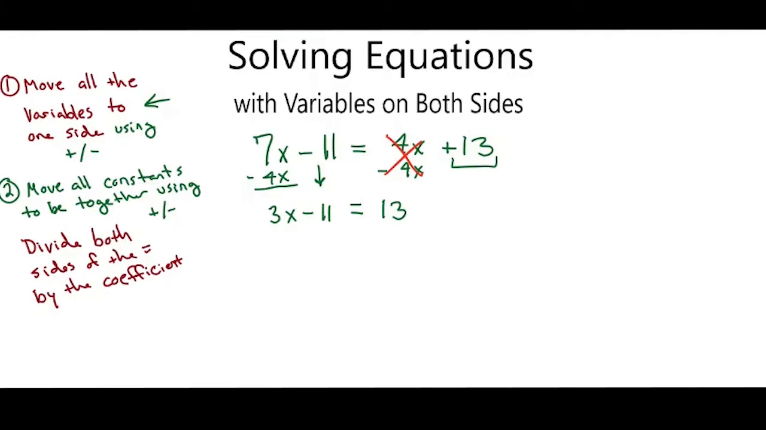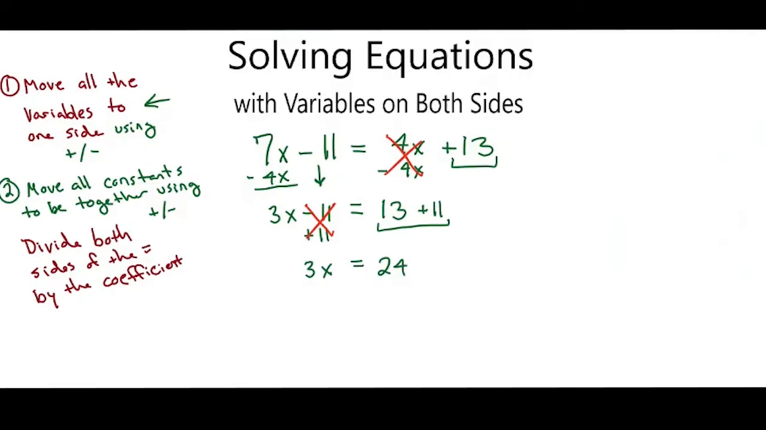So the way I move minus 11 is I add 11. So I'll add 11 to both sides of the equation. All right, I'll bring down my equal sign, and these 11s cancel. So now I'm left with 3x on the left side of the equation, and 13 plus 11 is 24.